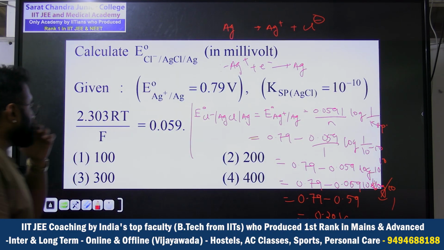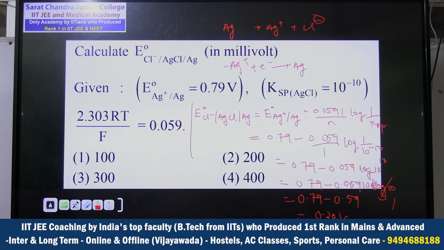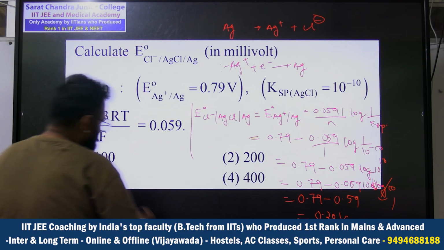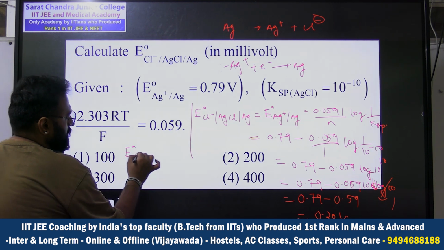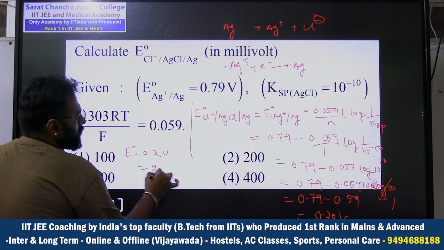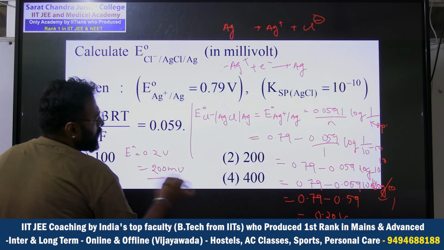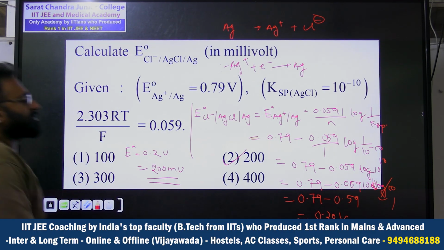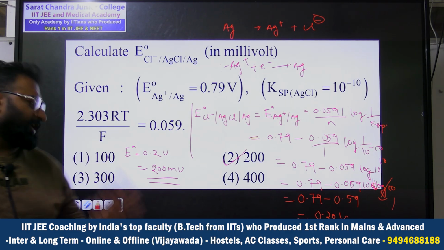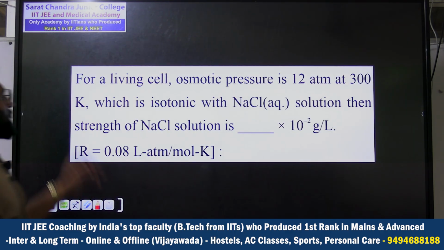The question gives options 100, 200, 300, 400. So 0.2 volt. Convert this 0.2 volt into millivolt. So 200 millivolt. The correct answer is option number 2, 200 millivolt. Again, a simple question based on NCERT. Next question.